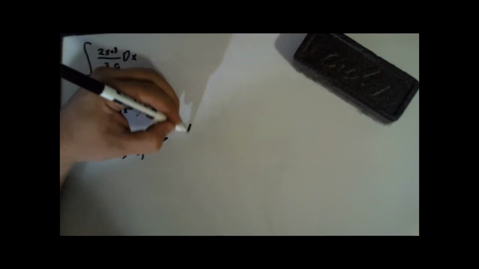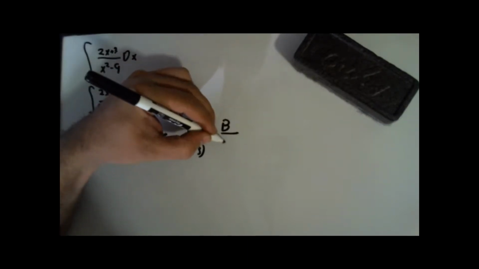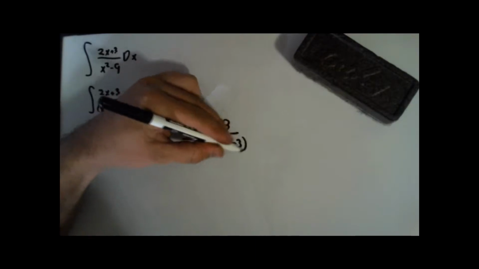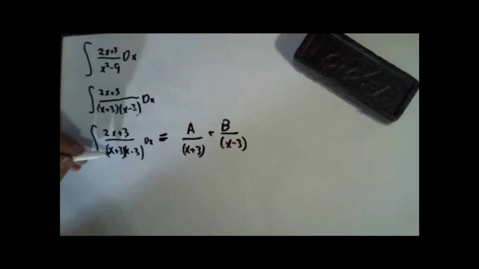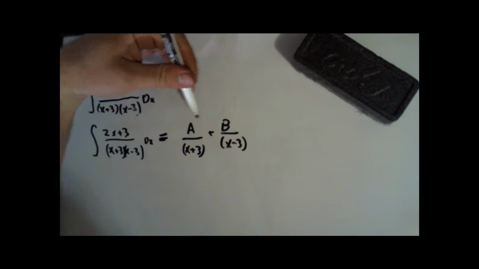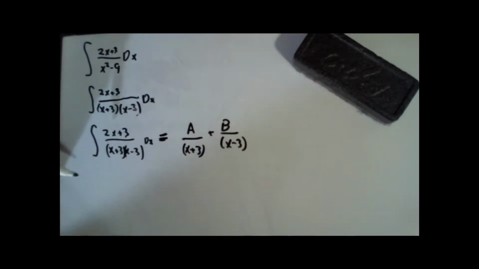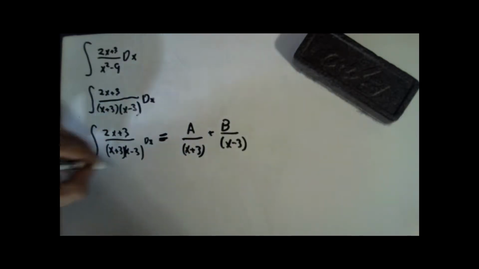I'm going to separate my denominator factors, and I'm going to say some number divided by x plus 3 added to some other number divided by x minus 3. All I did was I split my factors and I put a generic number in the numerator of each one. Now I can begin partial fraction decomposition. And I'm just going to make a separate space up here.